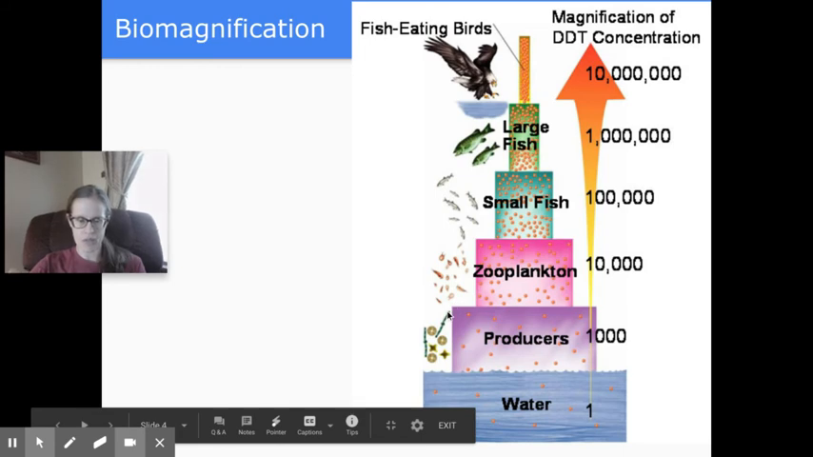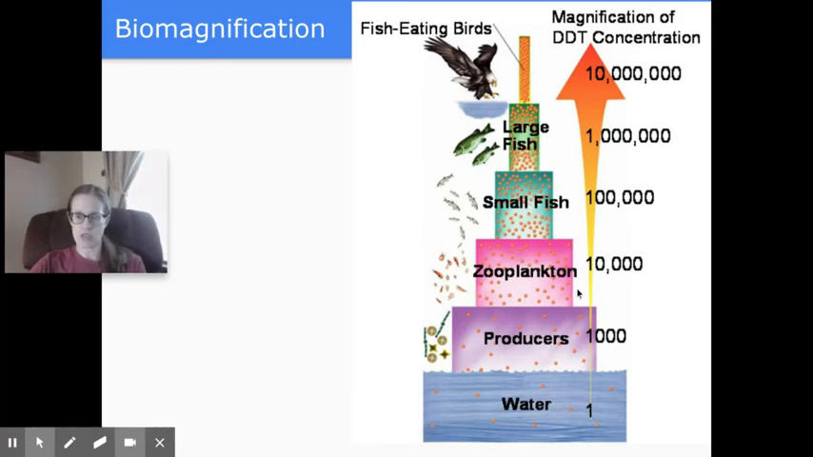Water plants that grow in the water take it in, and then zooplankton that eat producers take it in. Now they are eating lots of those producers, so they're hanging on to a lot of the toxin. Small fish eat a lot of zooplankton, so now the small fish have lots of DDT in them. Then large fish will eat a lot of small fish, and you've got even more DDT. Then you've got the eagle at the top of the food chain, or the osprey. They both eat large fish, and they get an even higher concentration of DDT in them. And then it makes their eggshells soft, and their offspring die.